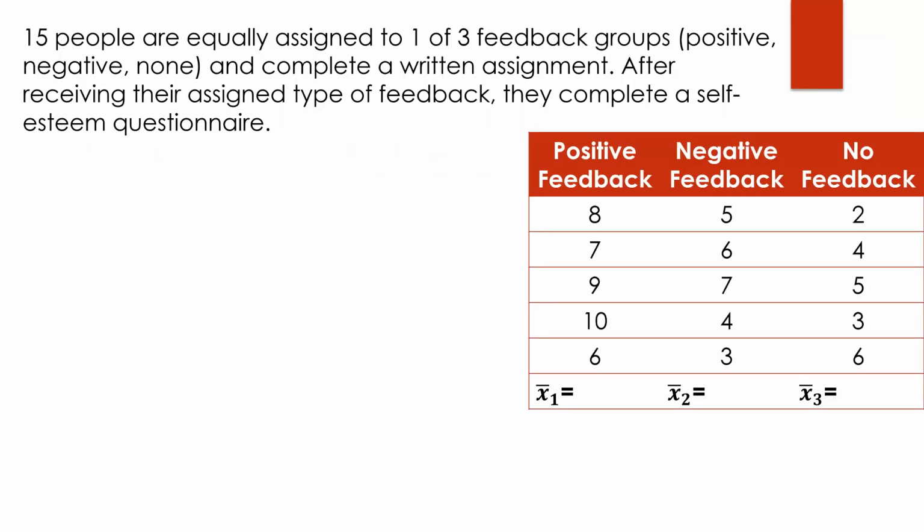So let's say that you got 15 people who are equally assigned to one of the 3 feedback groups. So you're going to have 5 people in positive, 5 in negative, 5 in none. And they complete a written assignment. After receiving their assigned type of feedback, they complete a self-esteem questionnaire. Okay, so they do their assignment, they get their feedback, and they're handed back. They get to look at their feedback, and the ones in the positive group are going to get positive feedback.